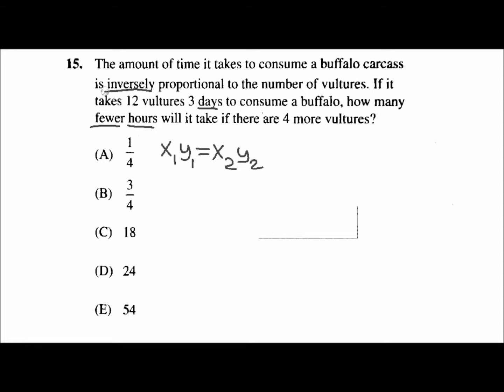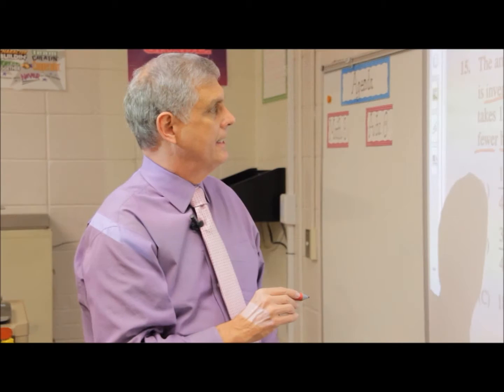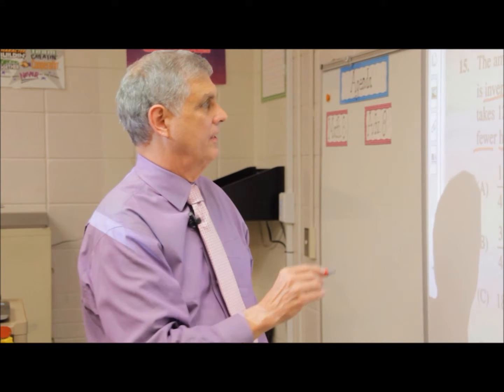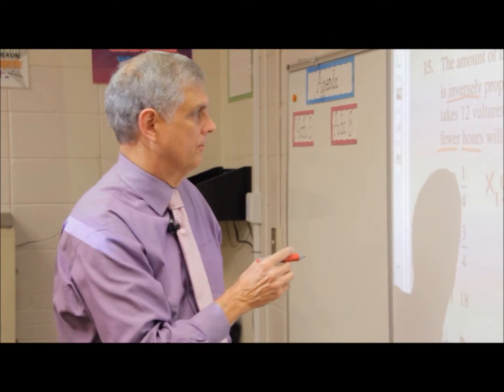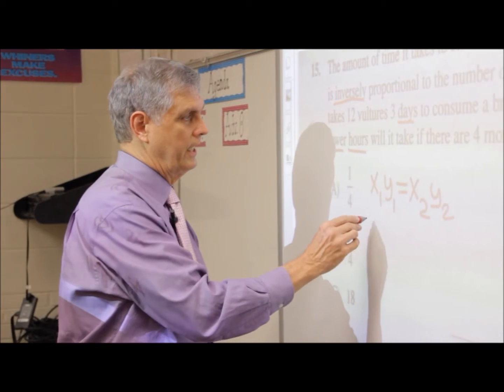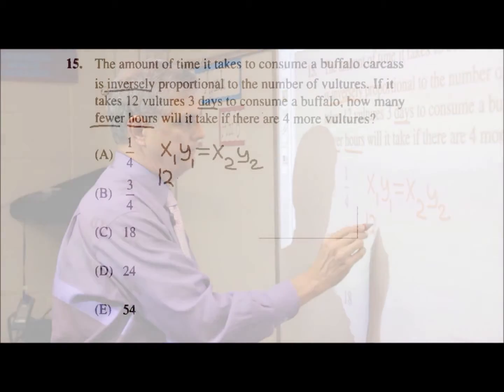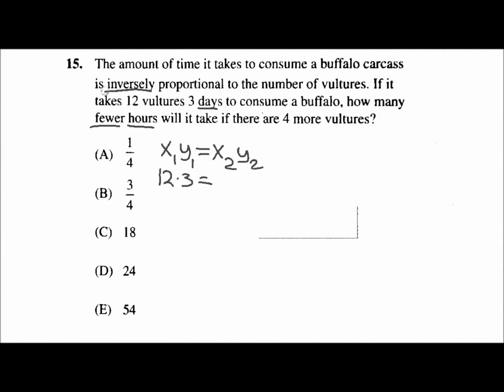And that's multiplication on both sides. And we'll use as our x variable here the number of vultures. So on this side over here, we've got 12 vultures multiplied times 3 days equals 4. Here's another Joe Boggs thing. 4 more vultures. Joe Boggs might write a 4 down here. It's actually 12 plus 4, which is 16 times y. We don't know what y is yet.